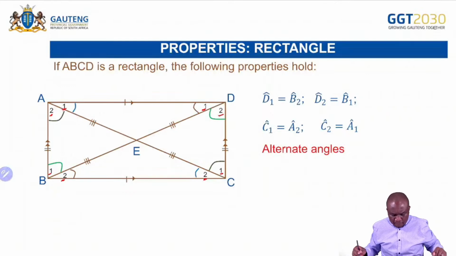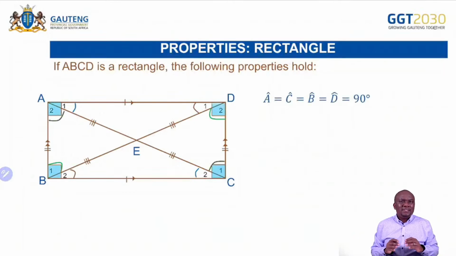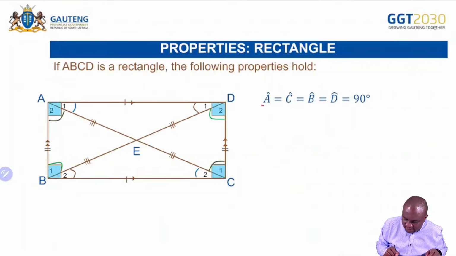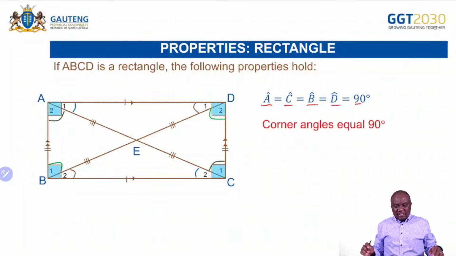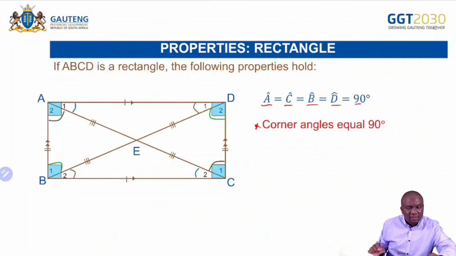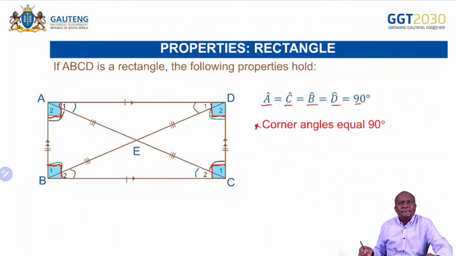And now this one is another special property for a rectangle. The interior angles, each interior angle is equal to 90 degrees. Please write this one down. For a rectangle, corner angles equal 90 degrees. Just write that one down. Corner angles equal 90 degrees and indicate the 90 degrees on the diagram.